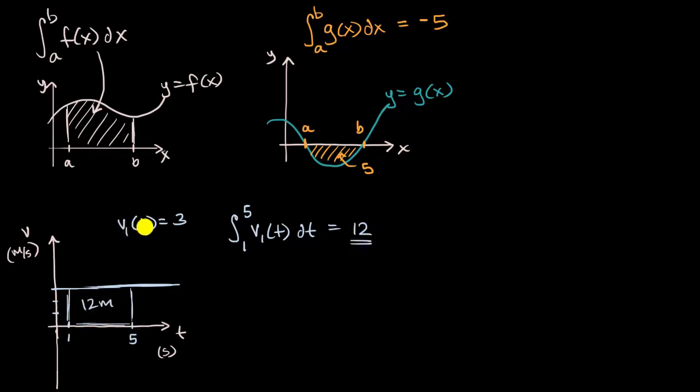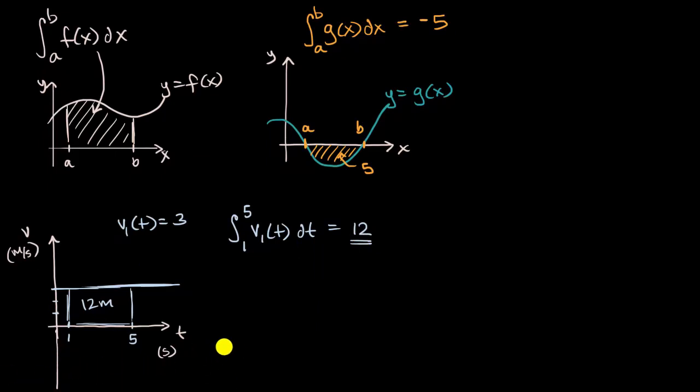If my velocity is 3 meters per second, and since it's positive, you can conceptualize that as it's going to the right at 3 meters per second. What is my change in position? Well, I would have gone 12 meters to the right. And you don't need calculus to figure that out. 3 meters per second times 4 seconds would be 12 meters. But what if it were the other way around?